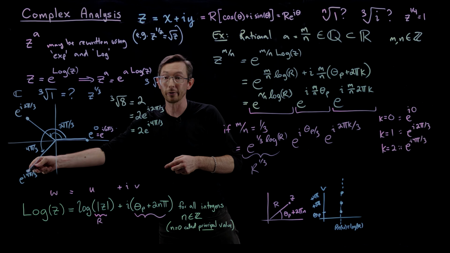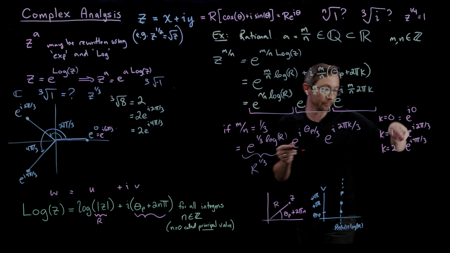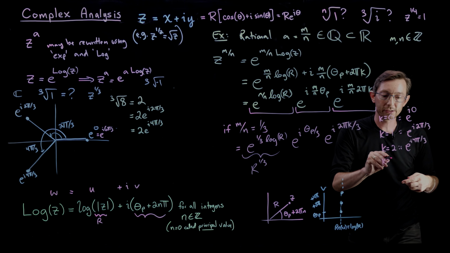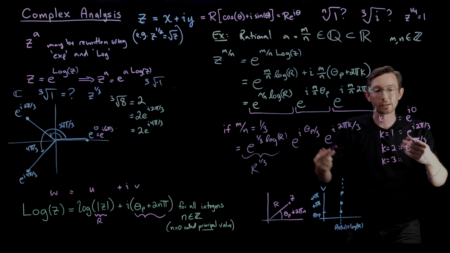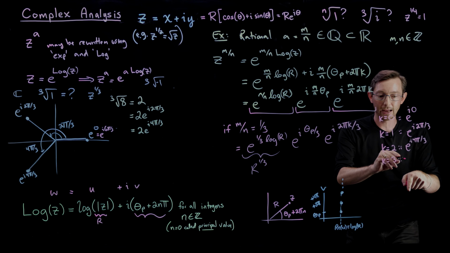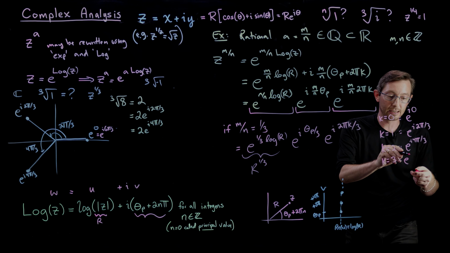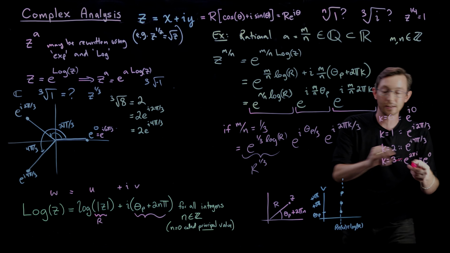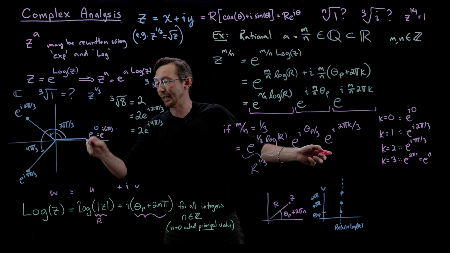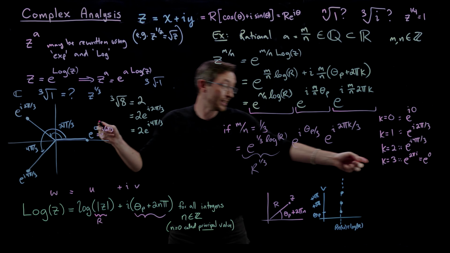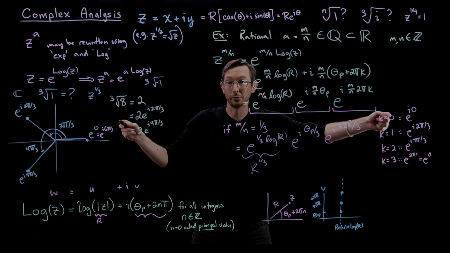This is an actual different complex number than these guys, okay? But when I go to k equals 3, I come back to where I started. If k equals 3 here, I have e to the i 6 pi thirds, which is e to the 2 pi i, which is the same as e to the 0. e to the 2 pi is e to the 0. This is the same as k equals 0.